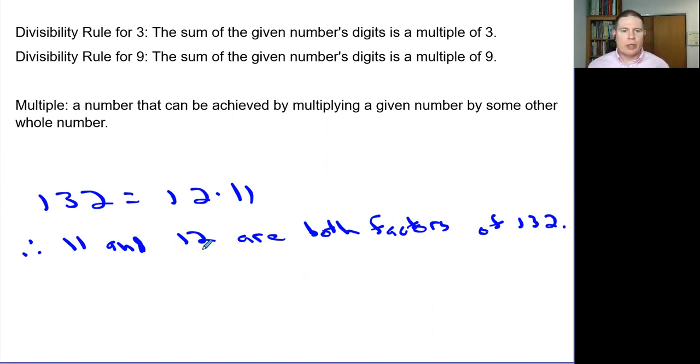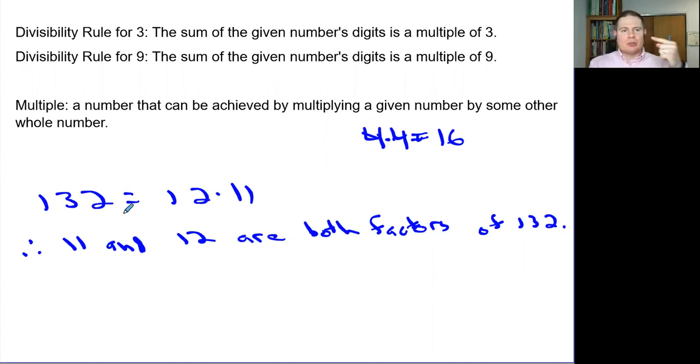But we know 11 and 12 at least are factors because I've got 11 times a whole number to get 132. I've got 12 times a whole number to get 132, right? And it can be the same number. You could say 4 is a factor of 16. 4 times 4 equals 16, right? I have 4 times a whole number to get 16. It doesn't have to be 4 times a different whole number, right? So 4 is a factor of 16.